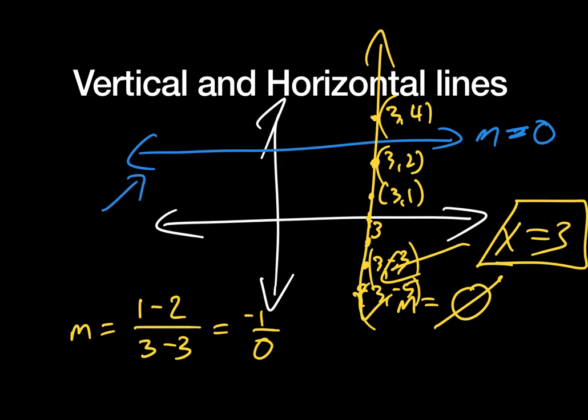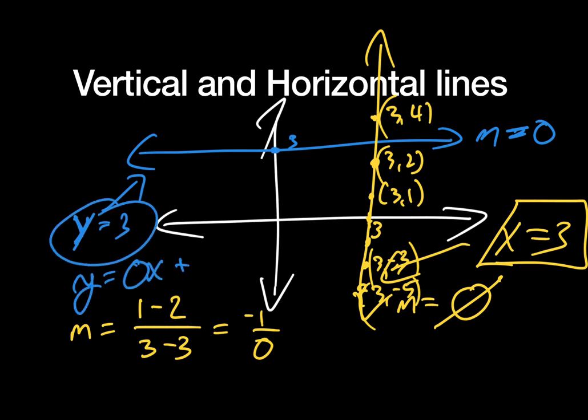The blue line, my equation there will be y equals, it appears also to be 3. Y equals 3. And if I had to write that in slope-intercept form, it's y equals 0x plus 3, because the slope is 0.